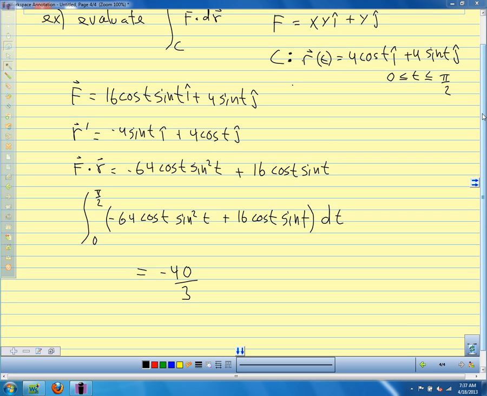Right. And our force's x component, if we think of this as a force, in that interval is positive, right? And it's moving backwards, right? So if we want to give it a physical interpretation, yeah.